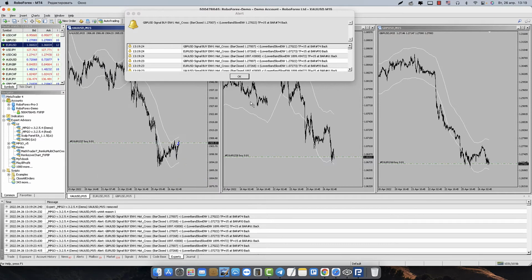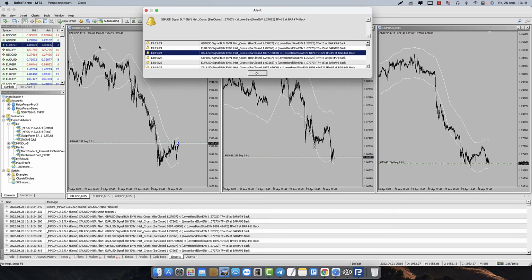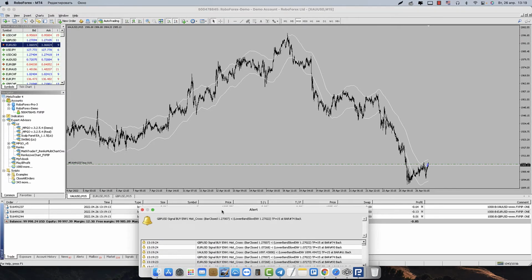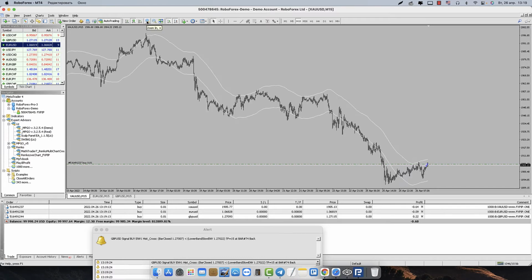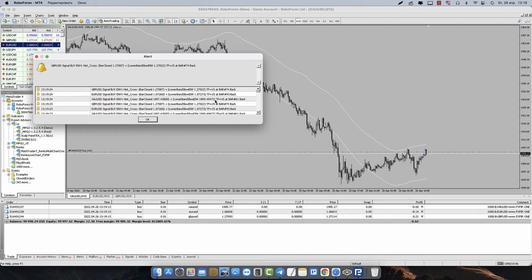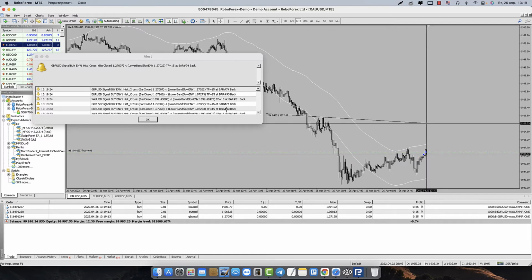So let's delete the robot, and we will see why the robot opened such orders. Let's take a look at XAUUSD. It tells us he found a signal 61 bars back. Why did it do it like this at 10:15? It tells us 61 bars back. So we have to put the mouse at the last bar and count 61 bars back. So 61 bars back is here.